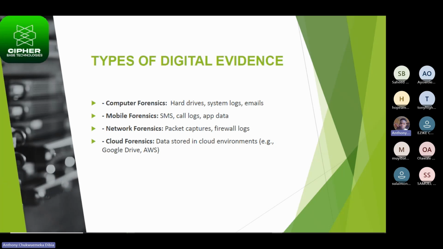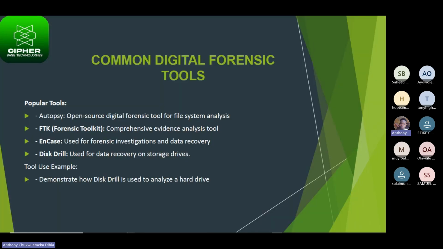So, types of digital evidence. We have computer forensics, as well as hard drives, system logs, emails. We have mobile forensics: SMS, call logs, app data. Then we have network forensics: packet captures like using Wireshark, and then firewall logs. Then we also have cloud forensics: data stored in cloud environments, e.g. Google Drive and AWS. So these are different types of digital evidence.